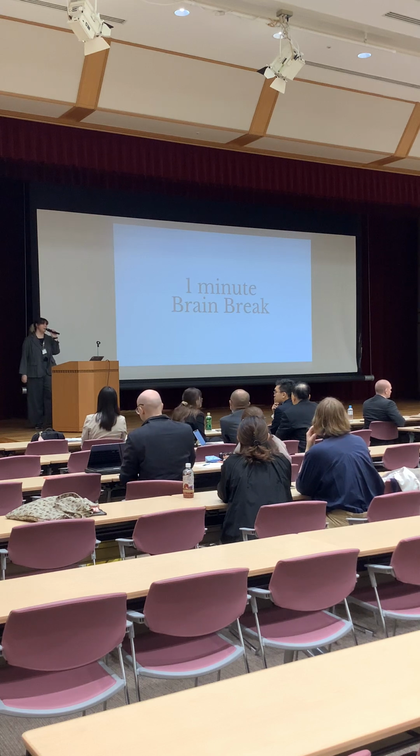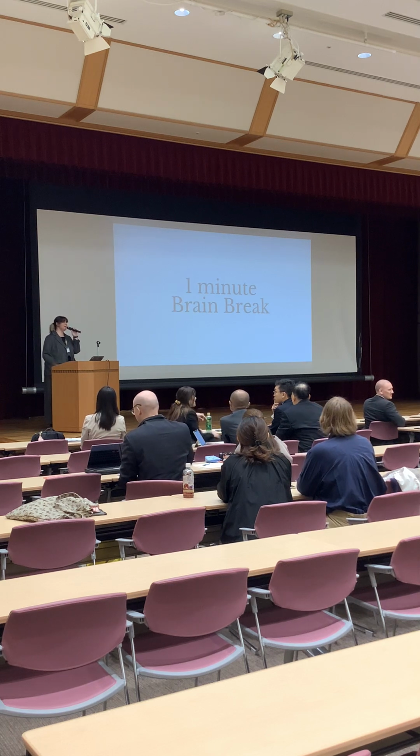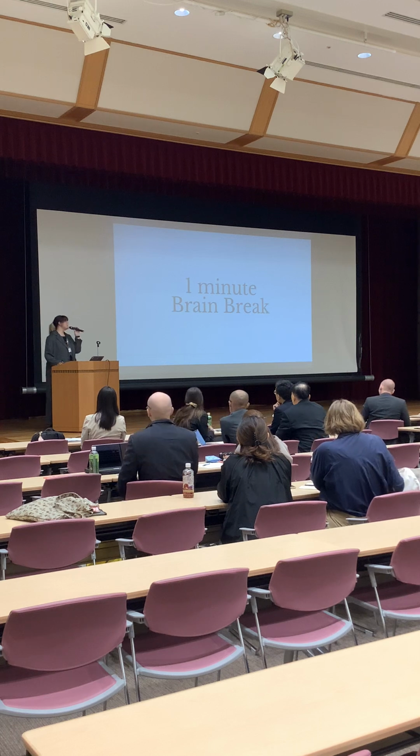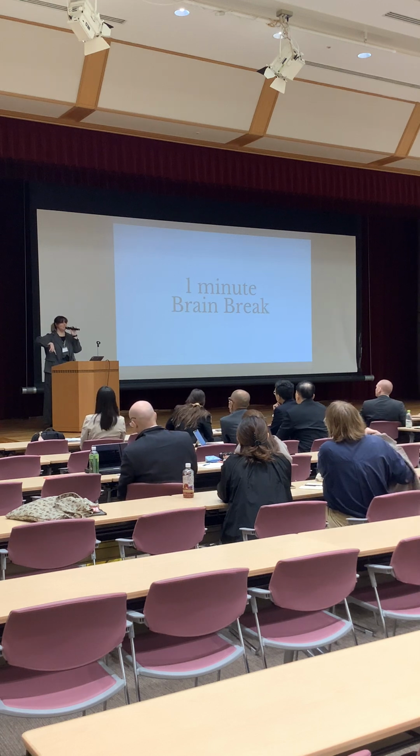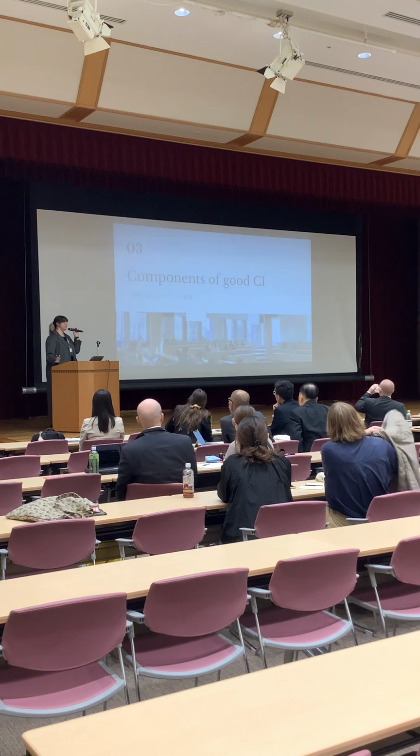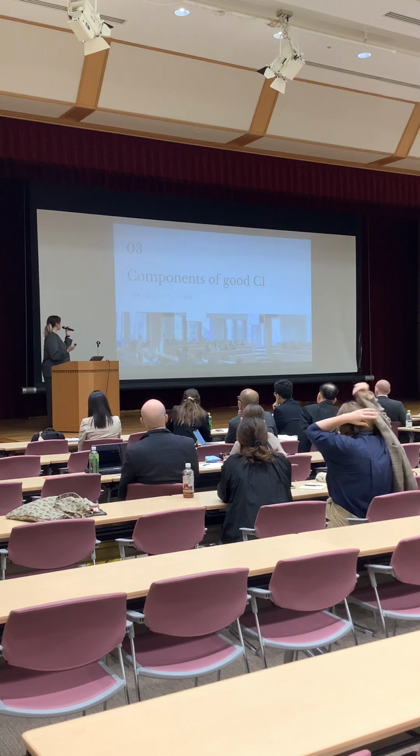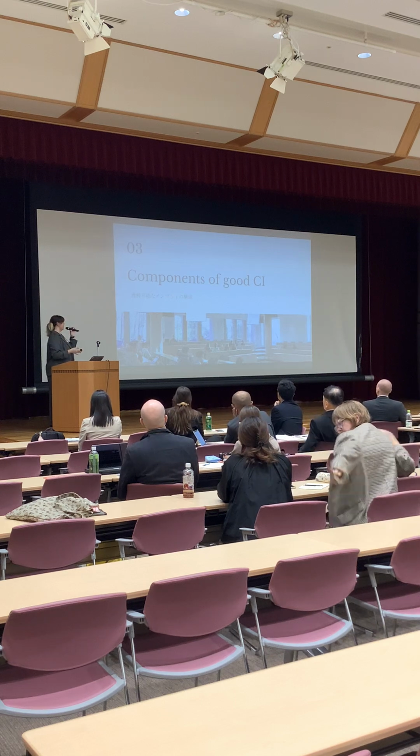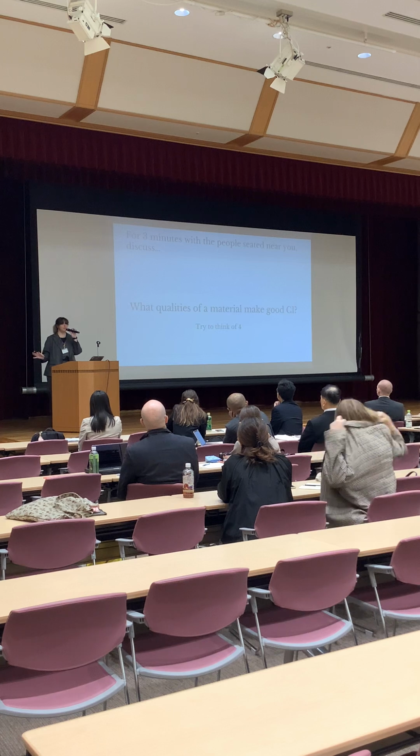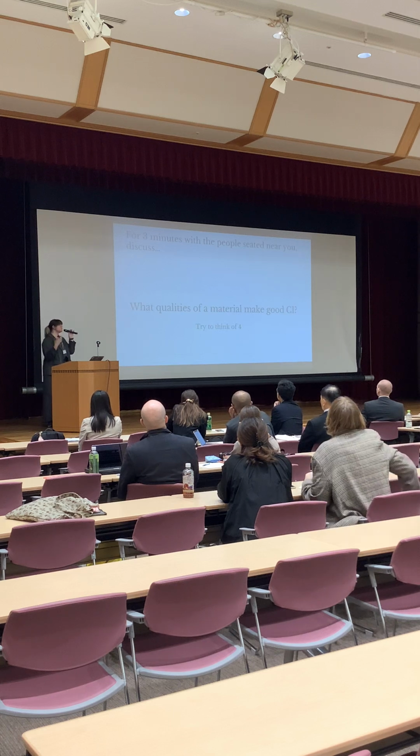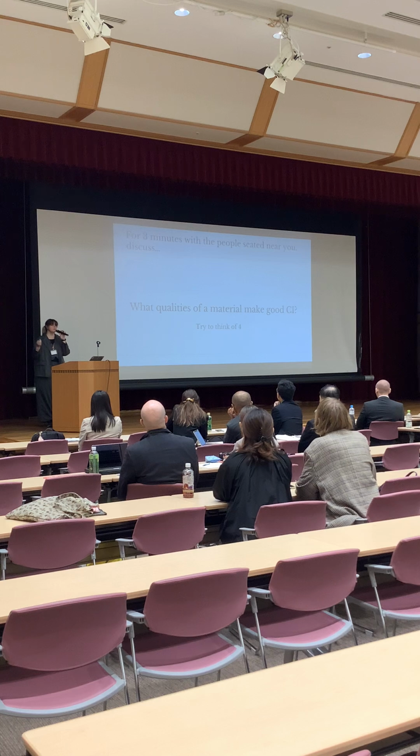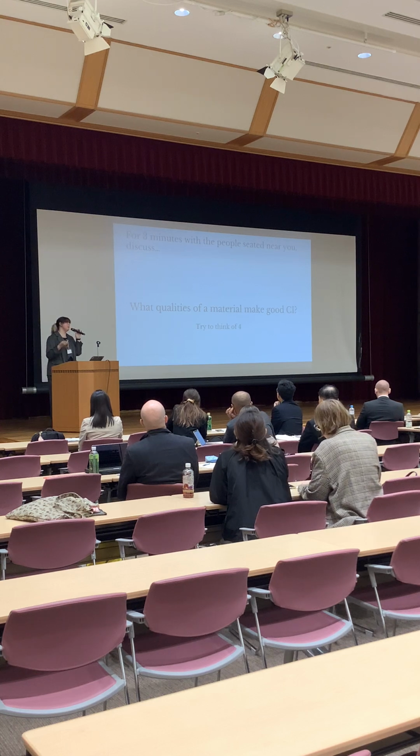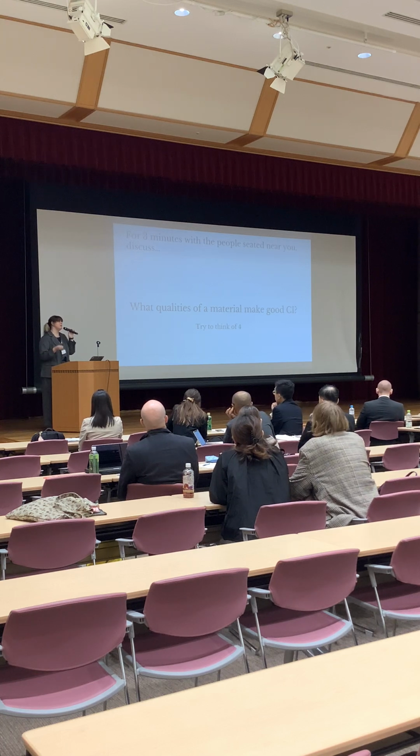Okay, we're back. I'm sorry, I know a minute is really short, but I'm hoping it gave you a little bit of processing time. We are going to move back into this and start immediately with a discussion amongst you guys. So, moving into this third part, components of good comprehensible input, I would love just for 3 minutes, again, discuss with the people around you what qualities of a material make good CI. What are you looking for when you pick something or when you create something to make it good comprehensible input? Try to think of 4 qualities. And yeah, 3 minutes, go ahead.